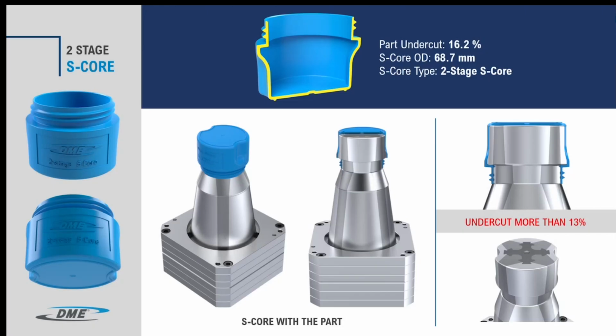That's why we are using two-stage S-core. This design provides additional collapsible movement, and it can handle undercut up to 23%. So we can manage this design without changing the product. This is a very effective solution for larger undercuts. Can come to next slide.